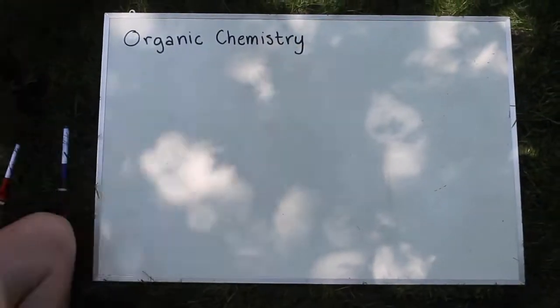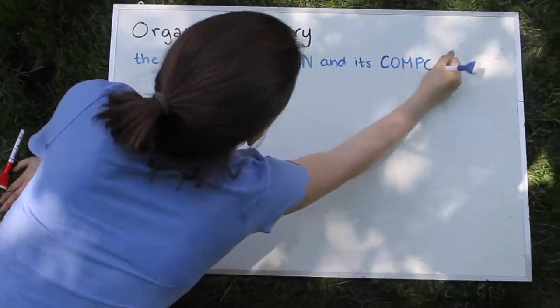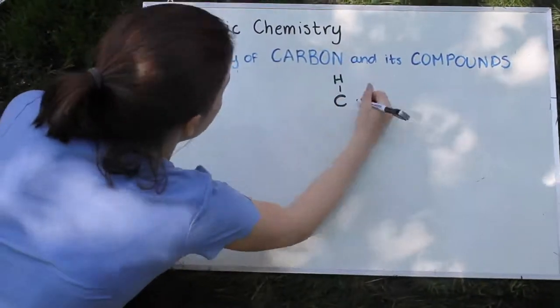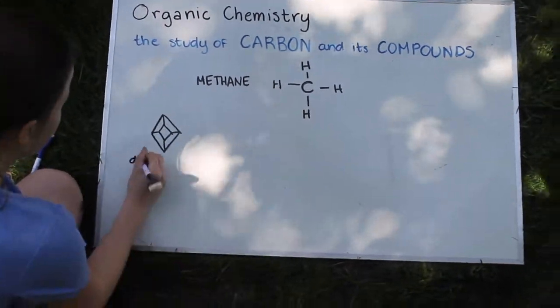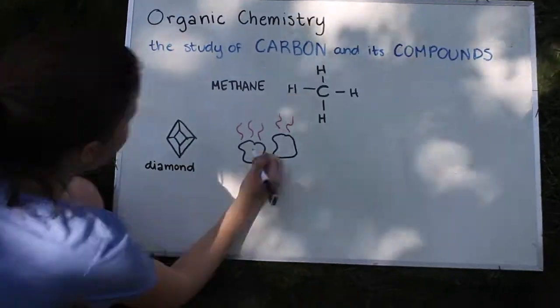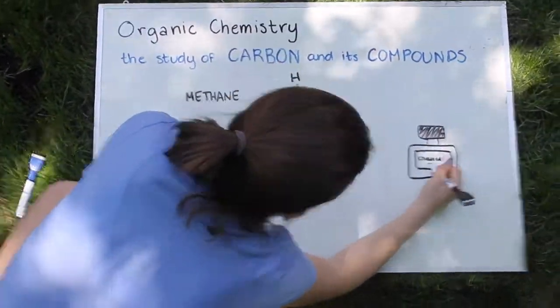Organic chemistry is the study of carbon and its compounds, called organic molecules. Organic compounds form into several different compounds we know today, such as diamond, coal, sugars, fats, and many more. Even the perfume you put on in the morning, composed of ethanol, is made up of an organic compound.